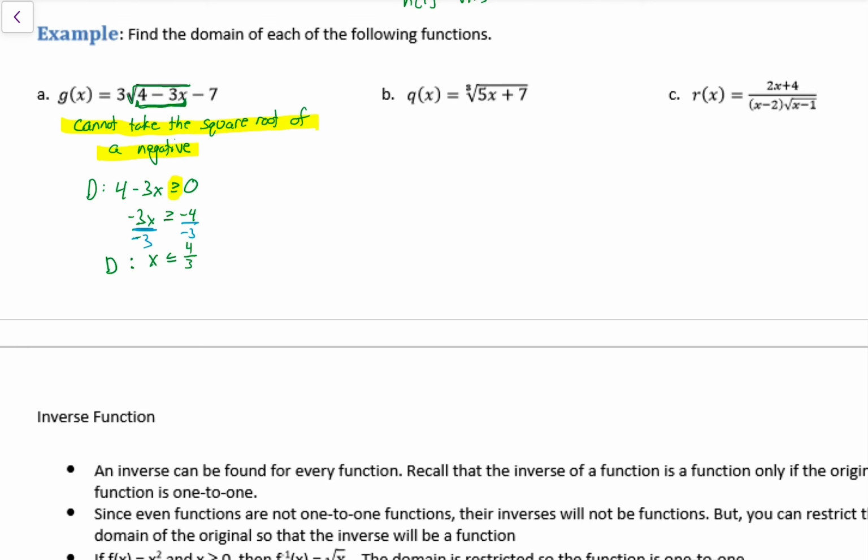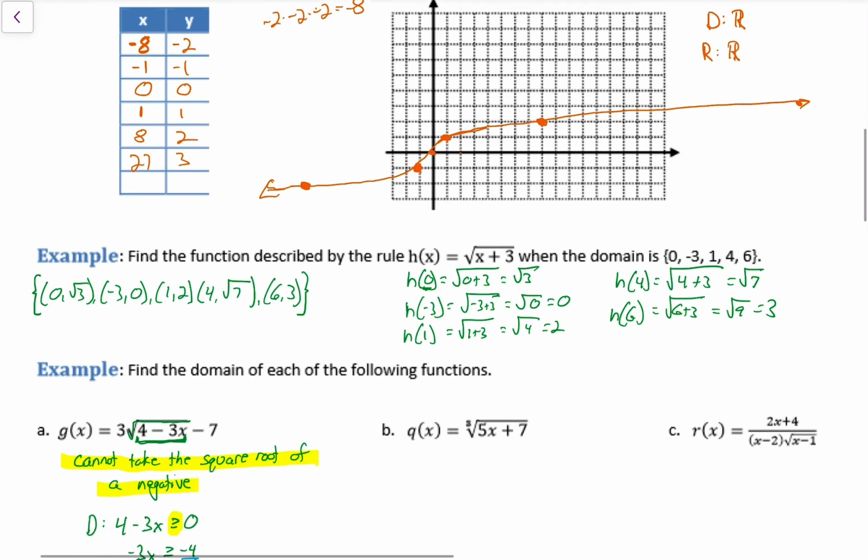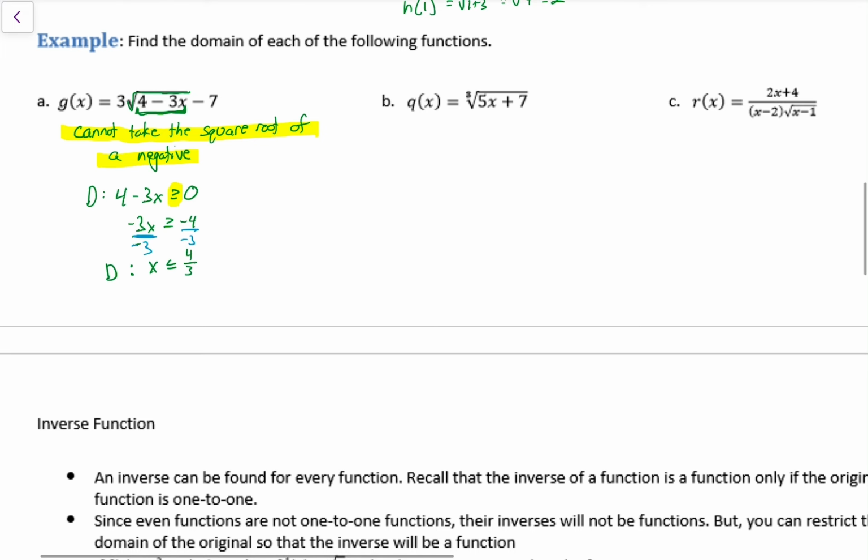On to this part B. Part B has a cube root. And actually, as we mentioned kind of up here, there was no limitations to our cube root. We can take cube roots of positives, negatives, 0, fractions. And so the domain for cube roots is all real numbers. So don't lump cube roots or odd power roots in with square roots or even, because the domain is just all real numbers.